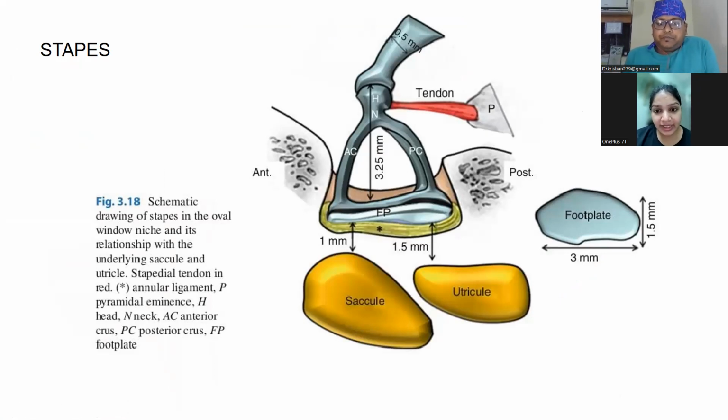And here in the footplate of the stapes, you have to specifically remember what the diameter is. That is 3 mm diameter. The 3 into 1.5 mm is the dimension of the footplate of the stapes. This is also one of the important viva questions.